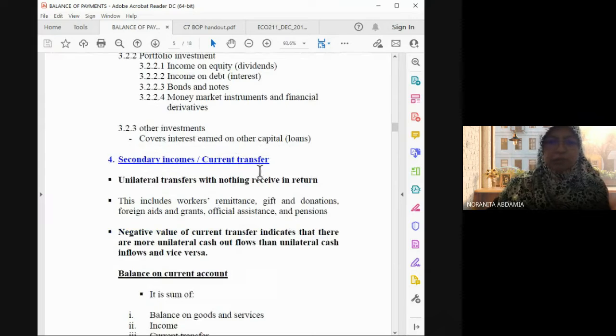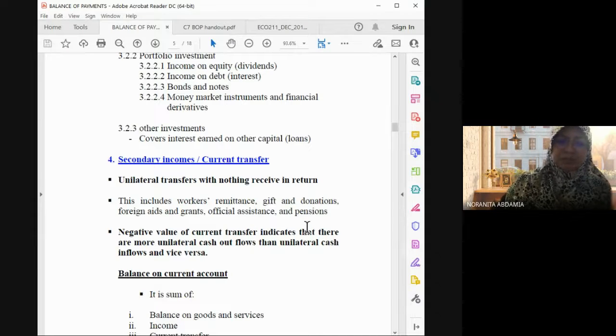So here ni yang saya pentingkan sekali, which is the current transfer ataupun secondary income. So this one, current transfer, this is actually the unilateral transfer with nothing received in return. Sehala, pembayaran sehala. Okay, apa maksudnya? So example includes workers remittance, gifts and donations, foreign aid, grants, official expansion. An example like pension. For example, if I get pensions one day, do I have to pay my pension back?